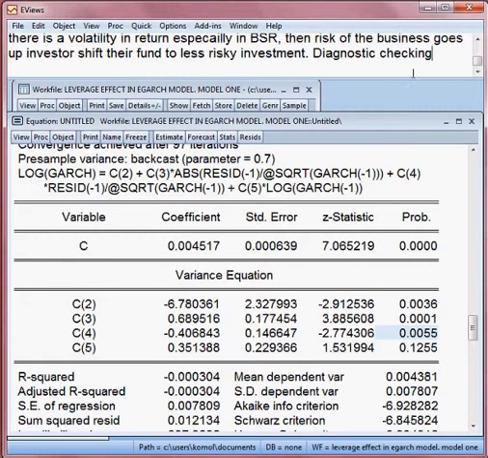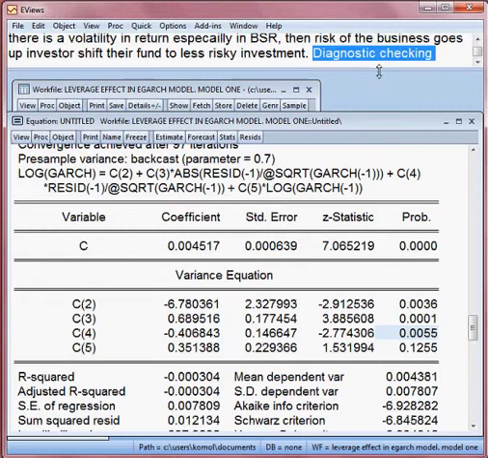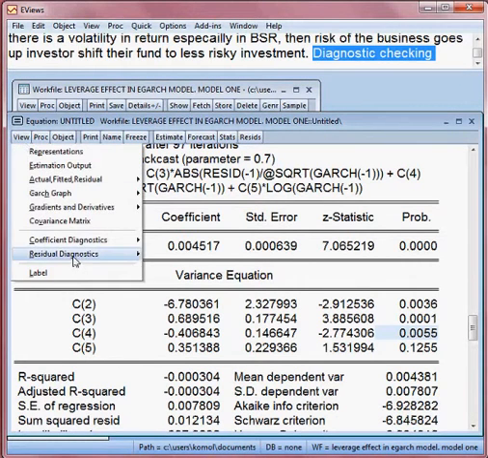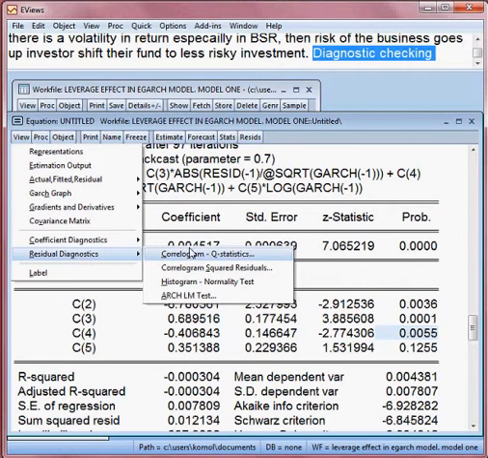Okay, so now we are doing diagnostic checking, meaning that no serial correlation is desirable, no ARCH effect is desirable, and the residuals being normally distributed is also desirable. Okay, now we check one by one. I go to View, then Residual Diagnostics.